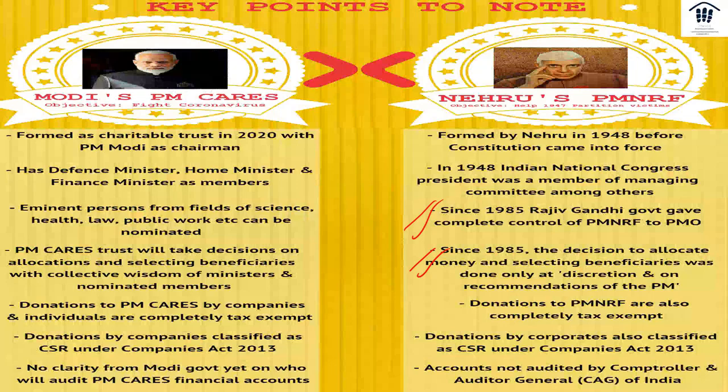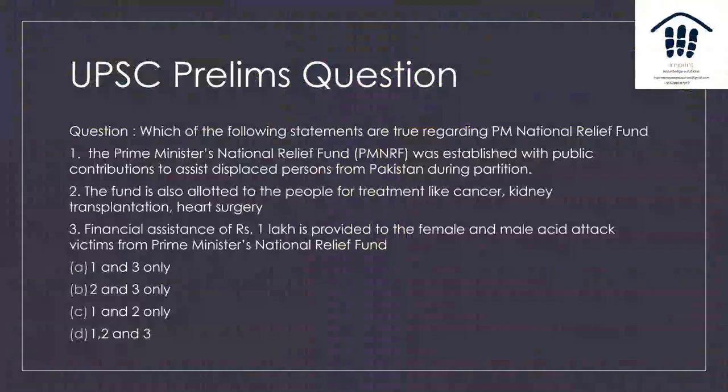PMNRF is not audited by the CAG, it is done by the third party auditors like Deloitte, KPMG, so on, right? So what can come in the prelims, right? So I think a question PMNRF can be asked. So the statements are, the Prime Minister's Relief Fund was established with public contribution to assist displaced person from Pakistan during partition. True. The fund is also allocated to the people for treatment for cancer, kidney transplantation, etc. Yes, medical, as we talked about, treatment facilities get a lot of money. The financial system 1 lakh supplied to female and male acid attack victims from the relief fund. It is not entirely correct. Male acid attack victims don't get exactly 1 lakh, can get maximum 1 lakh. So this is partially incorrect. So the answer becomes 1 and 2, that is C.